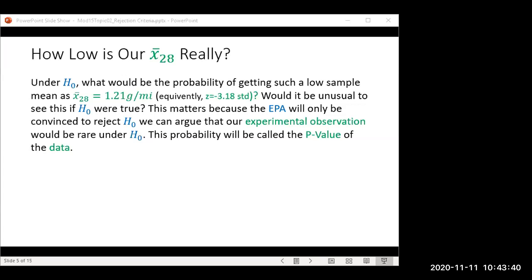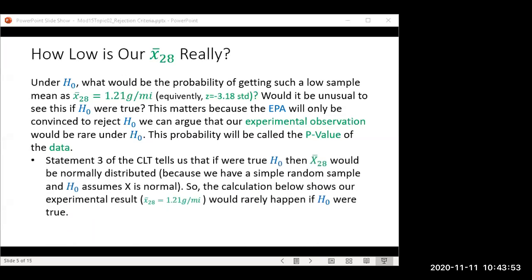So this probability of seeing such a low sample mean under the null hypothesis is called the p-value of the data. Can we calculate it? Sure. Statement 3 of the central limit theorem tells us that the sample mean here is normally distributed because we have a simple random sample and under the null hypothesis, X is normal.